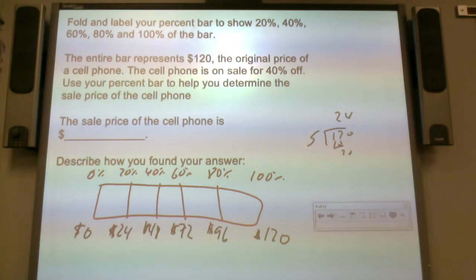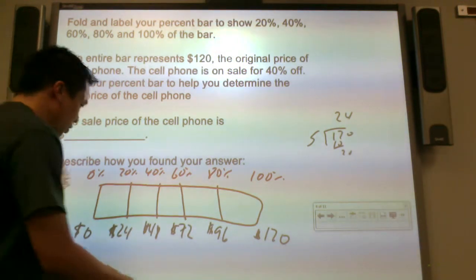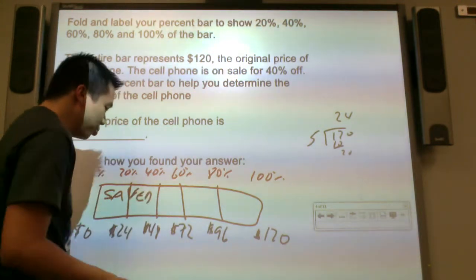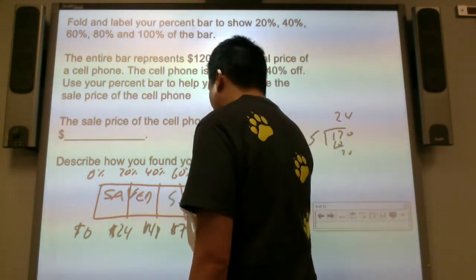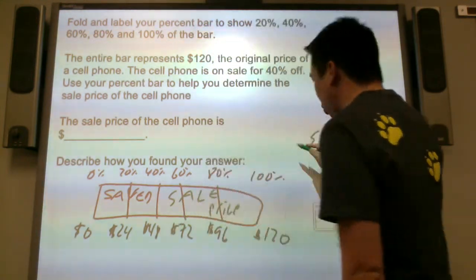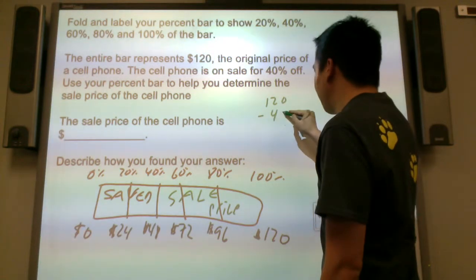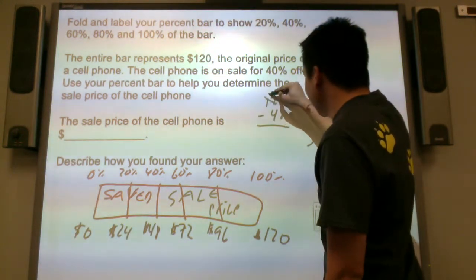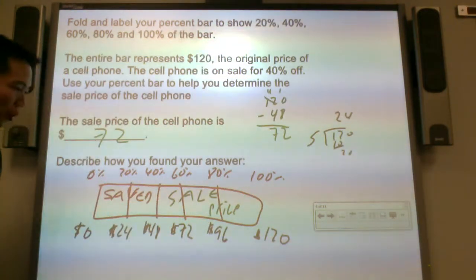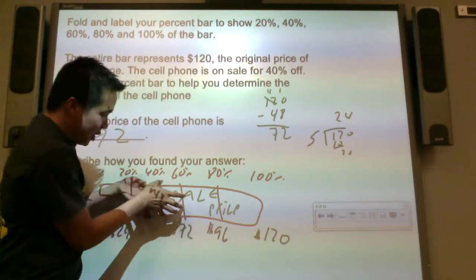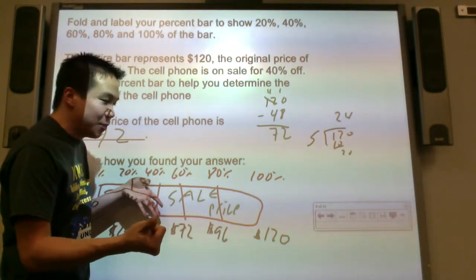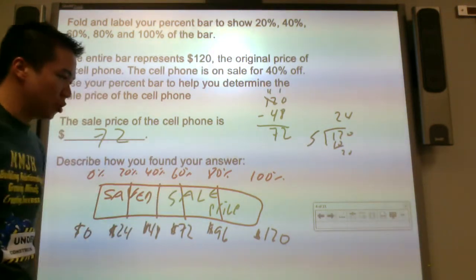So it said the cell phone is on sale for 40% off. That means I saved all of this amount of money. Woohoo! However, this part I will have to pay. This is the sale price. So I saved $48 from a $120 phone. So I subtract this. So the phone will cost $72. Another way to see it is this 20%, 40%, 60% is what I will have to pay to buy the phone. 60% is $72.